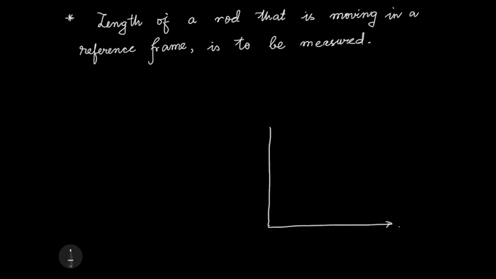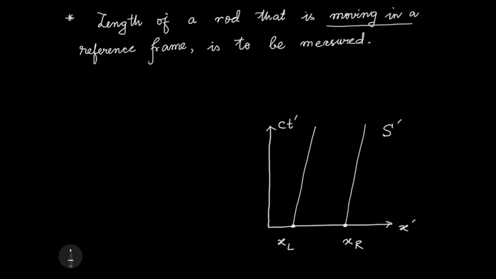So let me draw a space-time diagram for this. So I have this reference frame. So I draw the S prime frame first now. And there is a rod. So at t equals 0, say these are the two ends of the rod. So say x left, x right, left hand and right hand. And it's moving with a velocity v in this reference frame. As I said, it's moving in this reference frame. So as we know, the left end will have a trajectory like this, the right end will have a trajectory like this. Obviously, two ends of the rod will move with the same velocity. There is no other way, right?